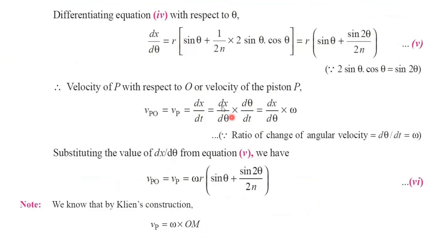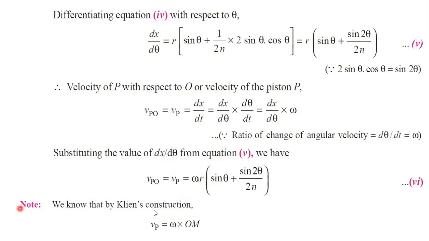So d theta by dx we just now got. d theta by dt, the rate of change of angular velocity, is equal to d theta by dt, so d theta by dt can be written as omega. dx by d theta we just now got. So just substitute omega into dx by d theta, whatever we got here, just substitute here. So this is the velocity of the piston.